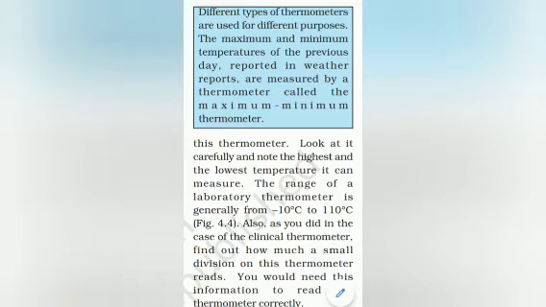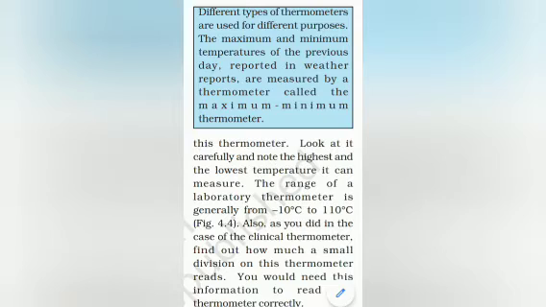Different types of thermometers are used for different purposes. अलग अलग रीज़न के लिए अलग अलग थर्मोमीटर्स होते हैं. The maximum and minimum temperature of the previous day reported in the weather reports are measured by the thermometer we call maximum minimum thermometer. मीन्स वेदर का जो हमारा रिपोर्ट होता है, एटमॉस्फेयर का कितना टेम्परेचर है, उसके लिए वी आर नॉट यूजिंग क्लिनिकल थर्मोमीटर. वी आर हैविंग अ स्पेशल नेम that is maximum minimum thermometer.